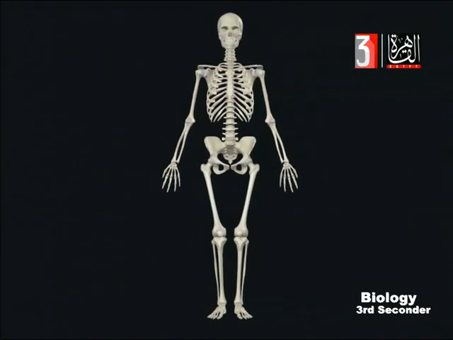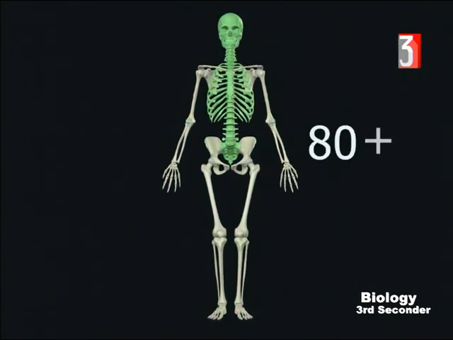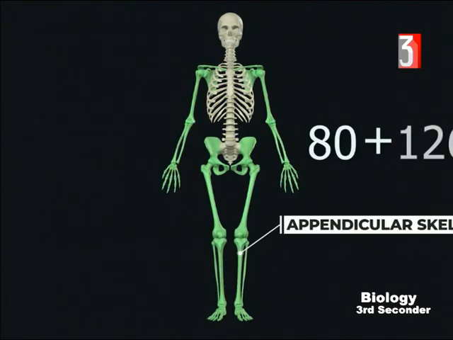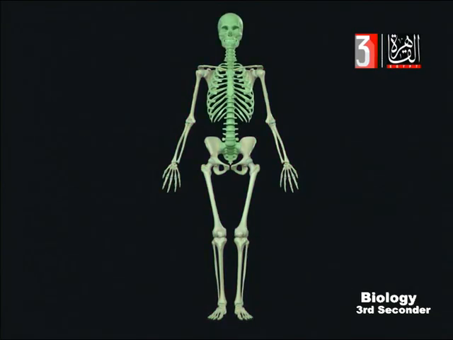Okay, the total number of bones, don't forget, is 206. The axial skeleton consists of 80 bones. The appendicular skeleton consists of 126 bones, so the sum of them is 206. Now let's study the structure of the skull.